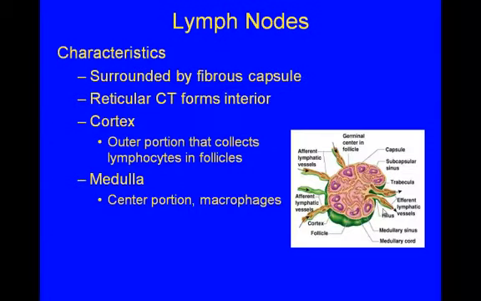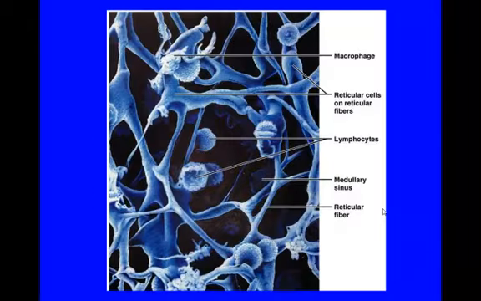So let's look at the lymph node a little more closely. Now, it's surrounded by a fibrous capsule, and it's made of reticular connective tissue. Now, the cortex is the outer part. Remember, the cortex is always the outer part. And this collects lymphocytes in the follicles. Then the medulla is the middle part where the macrophages sit. This is showing you the inside of what it looks like under a microscope. You can see macrophages and lymphocytes and the reticular cells.